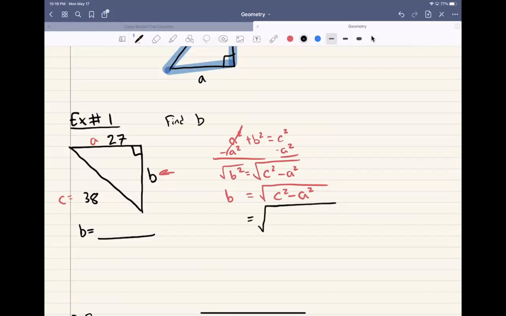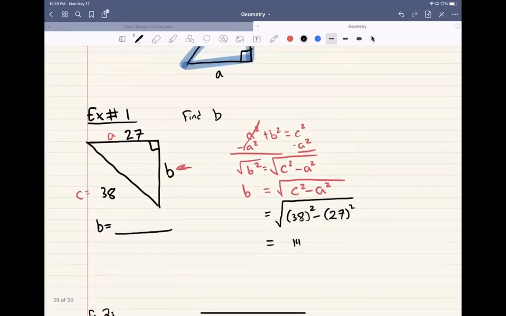So the first thing we're going to have is 38 squared, right? Because that's c, minus a squared, which is 27 squared. And then you just need to plug that into the calculator, okay? So 38 squared is going to be 1444, minus 27 squared, which is 729, right? And so we have 1444 minus 729. That's going to give us the square root of 715.